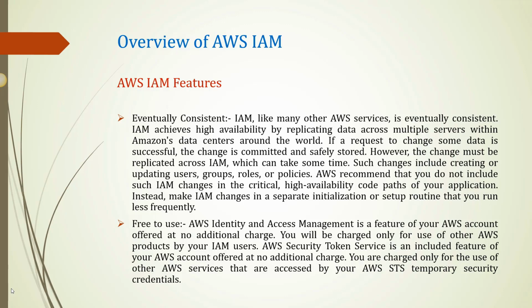And last feature is free to use. AWS Identity and Access Management is a feature of your AWS account offered at no additional charge. You will be charged only for the use of other AWS products by your AWS users. AWS Security Token Service is an included feature of your AWS account offered at no additional charge. You are charged only for the use of AWS services that are accessed by your AWS STS temporary security credentials. So these all are the features of AWS IAM.